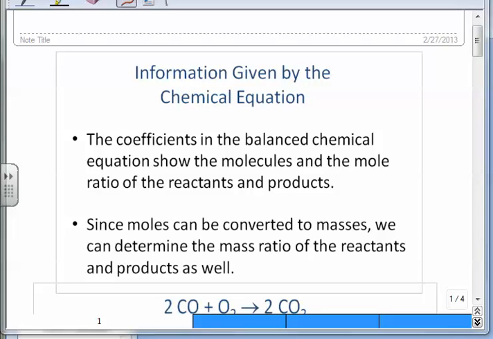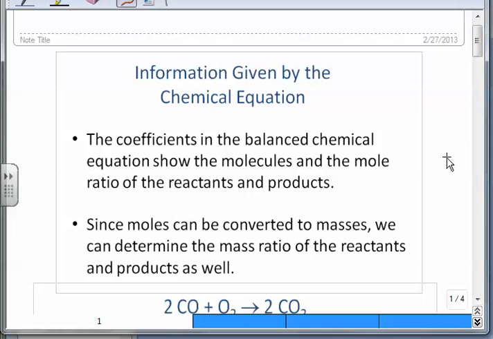When we have a balanced chemical equation, the coefficients that balance the atoms on both sides of that equation give us the relationships between the reactants and the products. That is, they tell us the relative number of moles of the reactants that are required to carry out the reaction, as well as the number of moles of products that are produced in the reaction.